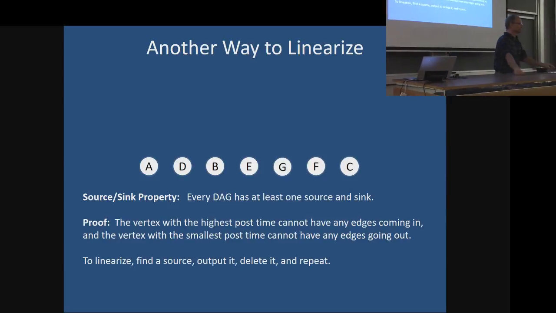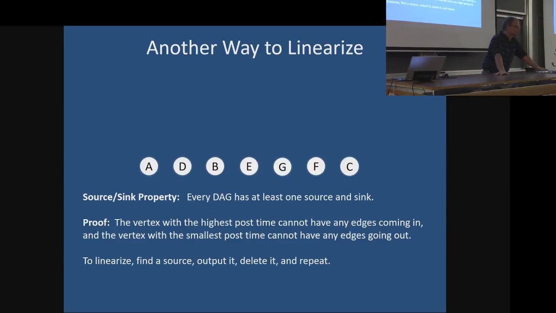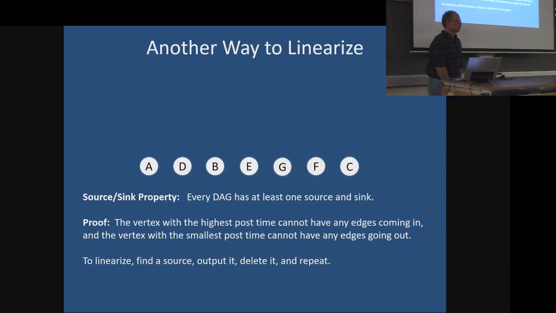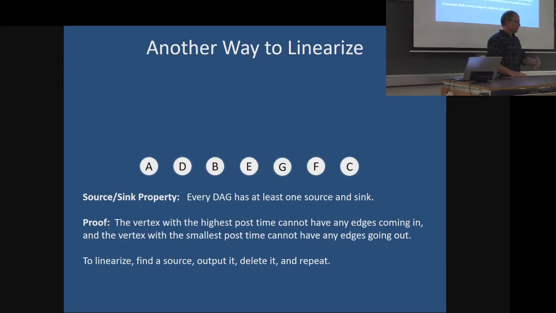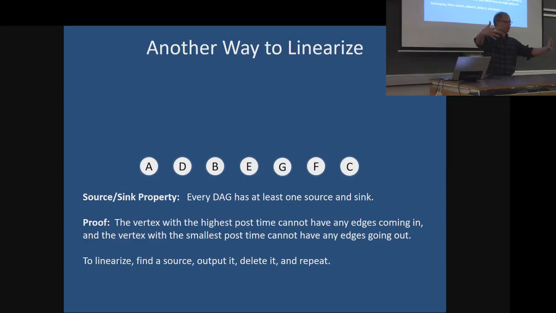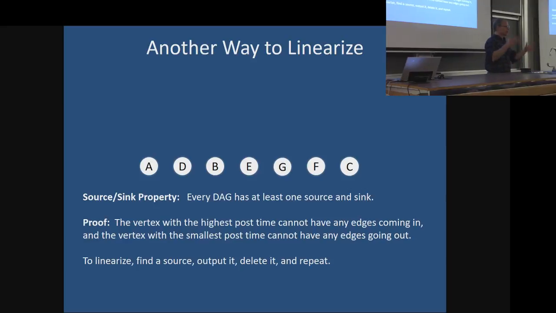Doing it that way, you could end up with something different from using the post time. There were arbitrary choices we had to make, which means that we might not get the same answer that we get with the post-time thing. But in the post-time version, there are arbitrary choices you make too. So depending on how you make arbitrary choices, how you flip a coin, you'll get different linearizations. They all have the same property.